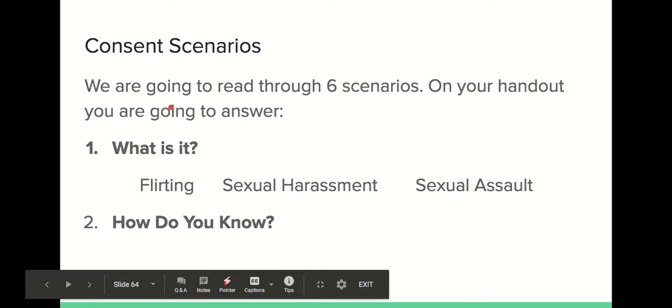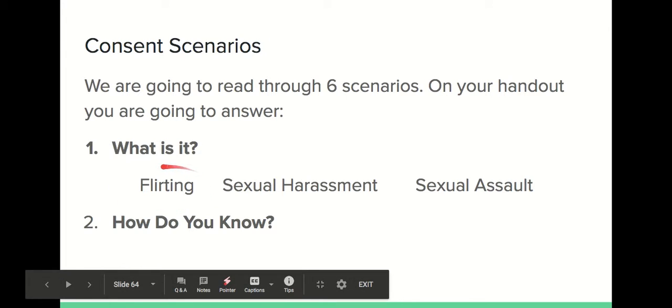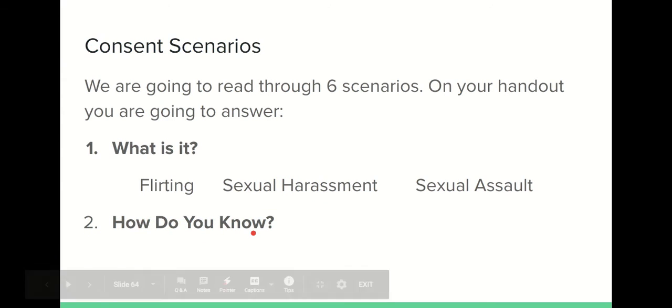So what we're going to do in today's lesson is you're going to read through 6 different scenarios. And on your handout, you're going to answer, what do you think it is? Is it flirting? So consensual, 2 people, they both enjoy it. Is it sexual harassment? So is it one person bullying someone in a sexual way? Or is it sexual assault? So explicit sexual activity without consent. And then how do you know? How do you know which one the scenario is?